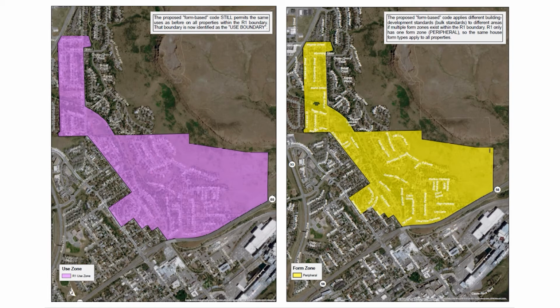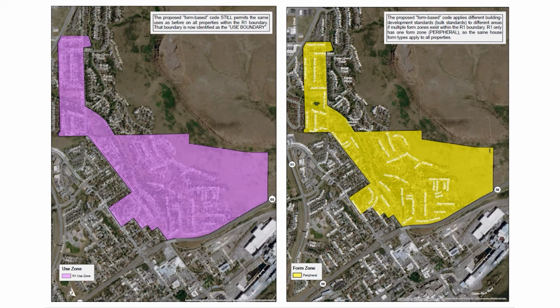This slide shows two different maps with two different colors in the same boundary, but it's to highlight the point I made previously. Uses remain the same in our standard zone district boundaries as they are existing in the current code today. Had more than one form zone been applied to R1, the image on the right would contain several different colors. But since only one form zone has been applied to the R1 and R1A districts, you just see this yellow peripheral boundary. So why only one form zone?